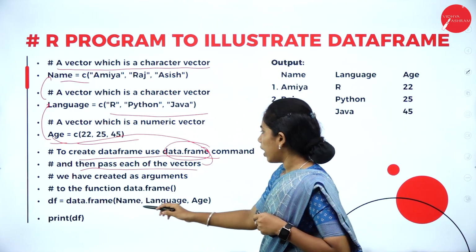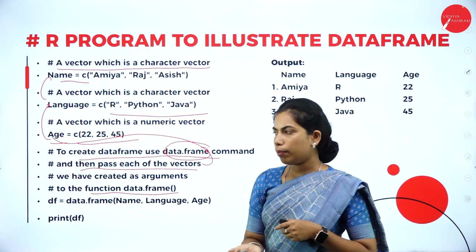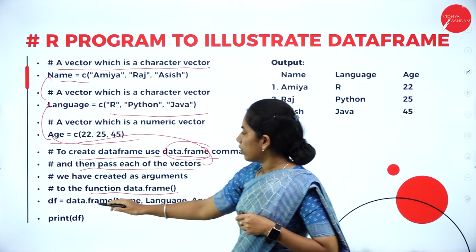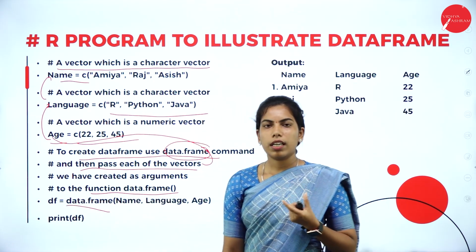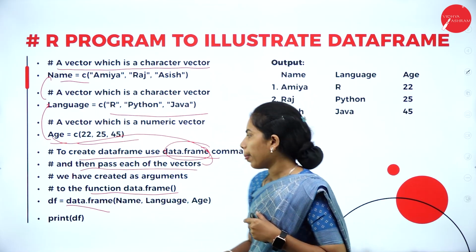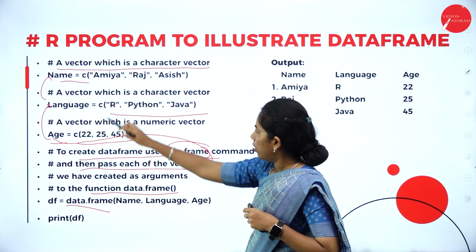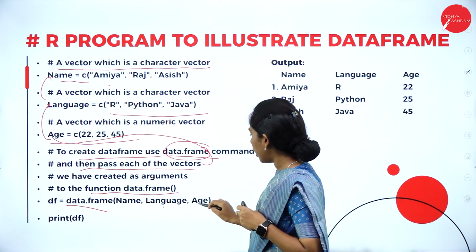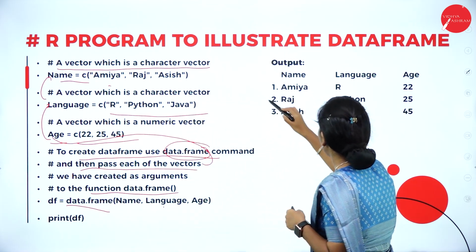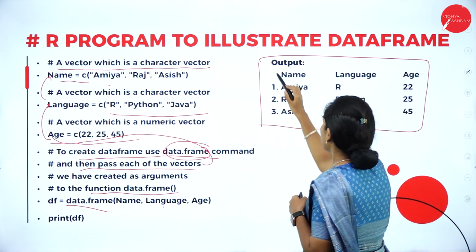Got it? Then df is a variable name; after df put the assignment sign, then call data.frame, that is the function name. We have to pass the parameters into the function, so data.frame within brackets takes name, language and age. After printing df, you will get an output statement like this. Got it now? This is the output.